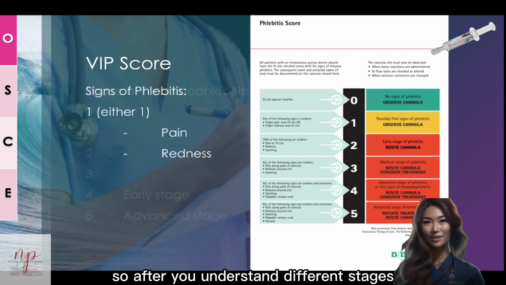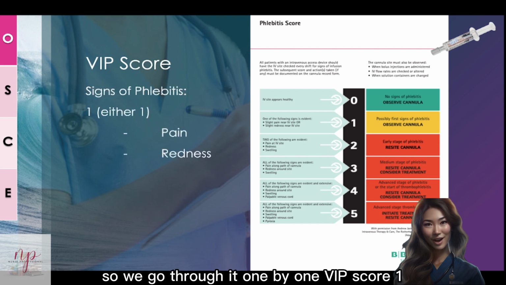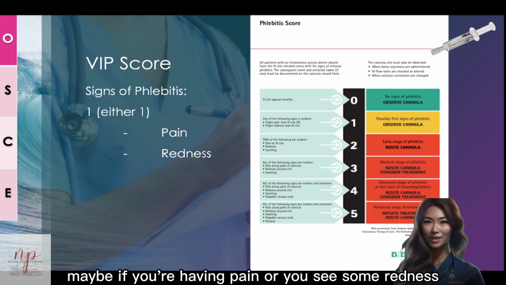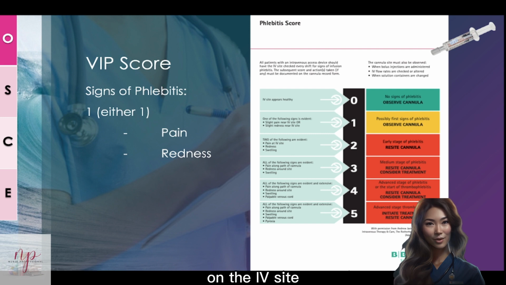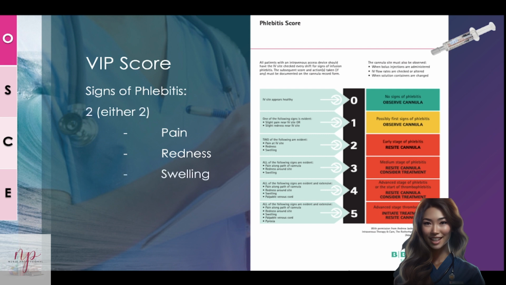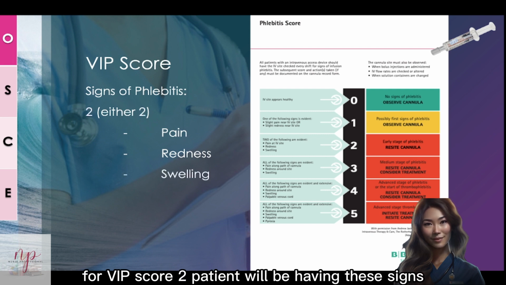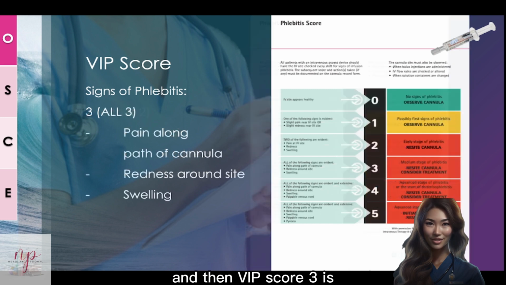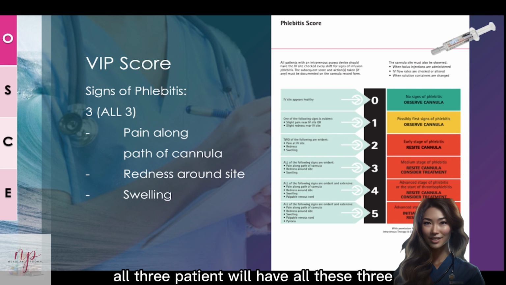So after you understand different stages, we go through it one by one. FIB score 1. Actually, you need to get this. Either one, the patient's maybe having pain, or you see some redness on the IV site. So either one, then the patient is having FIB score 1. For FIB score 2, patients will be having either 2 of these signs: pain, redness, or swelling. Either 2 will do. And then number 3 is all 3. Patients will have all these 3.